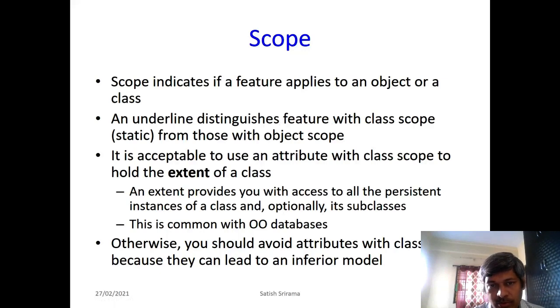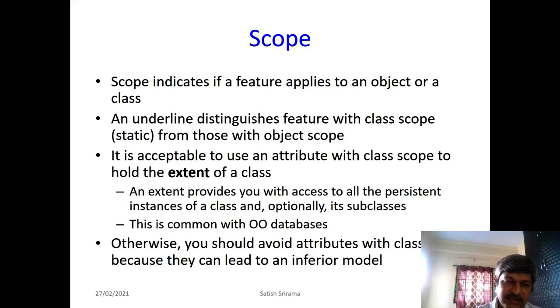Where do we actually use scope? There can be several places where we should be using it. For attributes especially, it is acceptable to use an attribute with the class scope to hold the extent of a class. This is again a concept from object oriented databases. Extent provides you with access to all the persistent instances of a class, and optionally subclasses as well. So in object-oriented databases, they create all the objects of a particular class. You put them into a single attribute, and using that you can access them. That is called the extent.